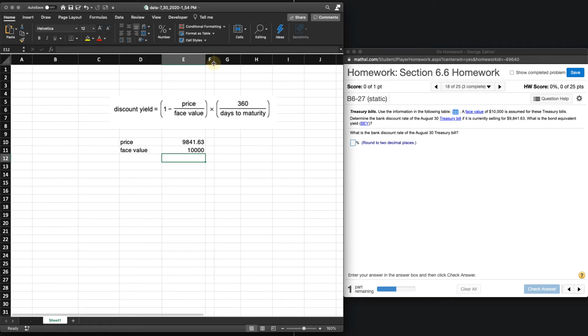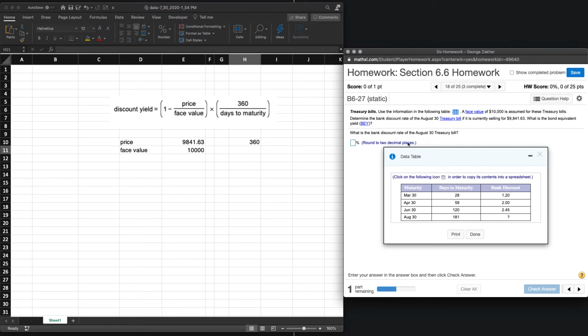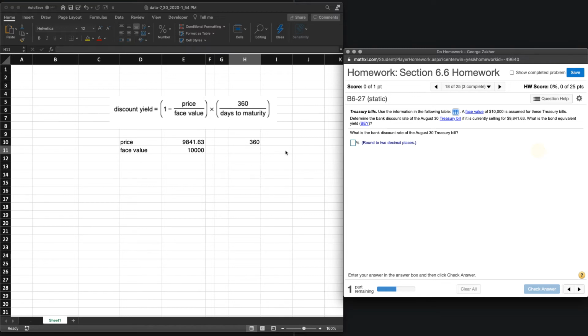Okay, and now days of maturity, so we're dividing 360 by the days of maturity. We need to take a look at our chart for that and be familiar with the date. So in this case, August 30th is what we're looking for. Okay, so 181 days to maturity. So all we really need is that number. So we'll leave that here.